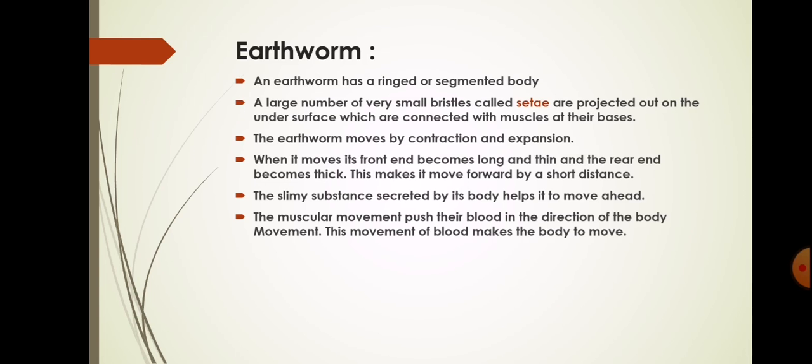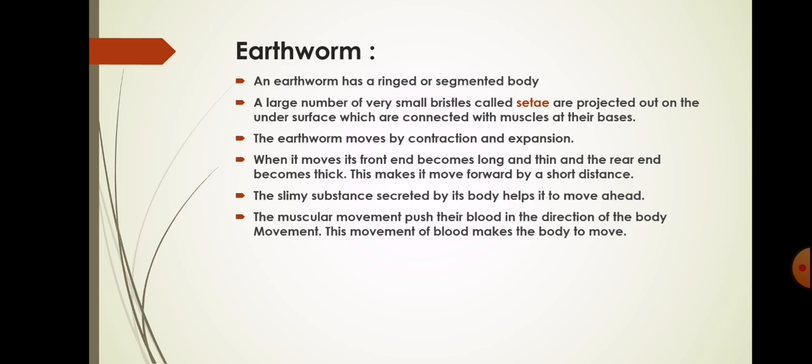The earthworm has a segmented body. There is a very large number of small segments present in the body, which means we can say that the body of the earthworm is formed by rings. Okay, and as it is formed by rings, it is called a segmented body.